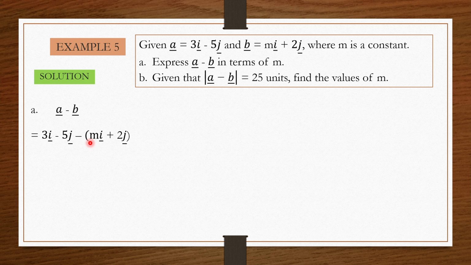So you open this bracket, therefore you will get 3i minus 5j, times the negative, you will get negative mi.